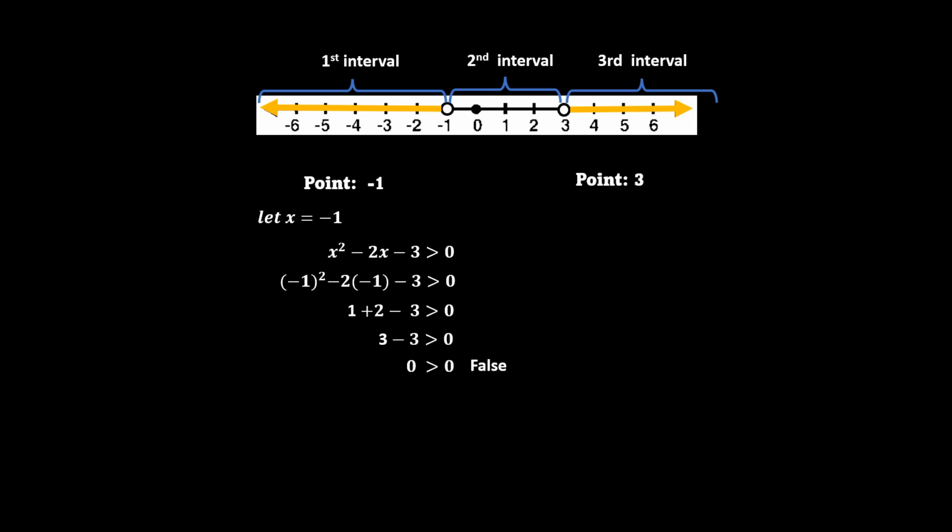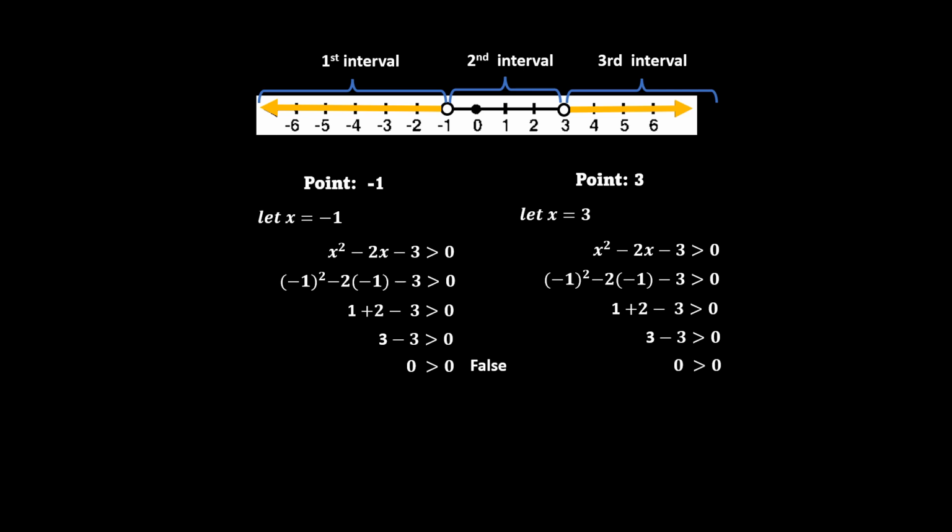Next, let us move to the second point, which is +3. Let x be +3. The same process, just like in the previous solutions. We substitute the value of x until we reach a result. The result is 0. Is 0 greater than 0? The answer is false. Therefore, on the number line, the point will not be shaded, just like an empty circle or unshaded point, indicating that it is not a solution to the given inequality.